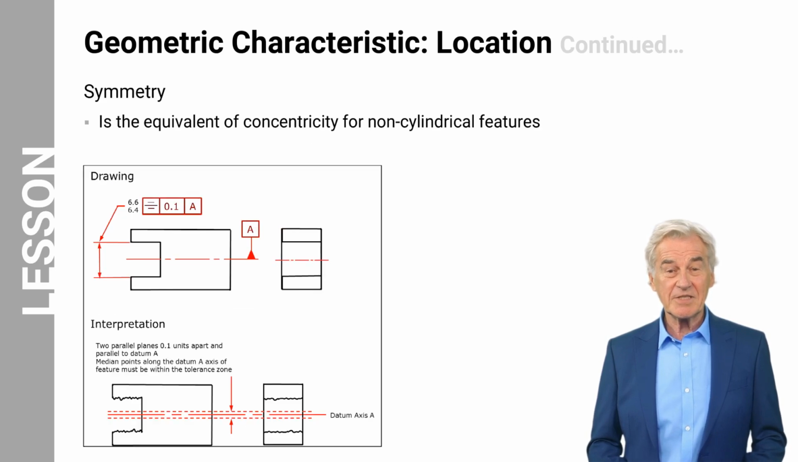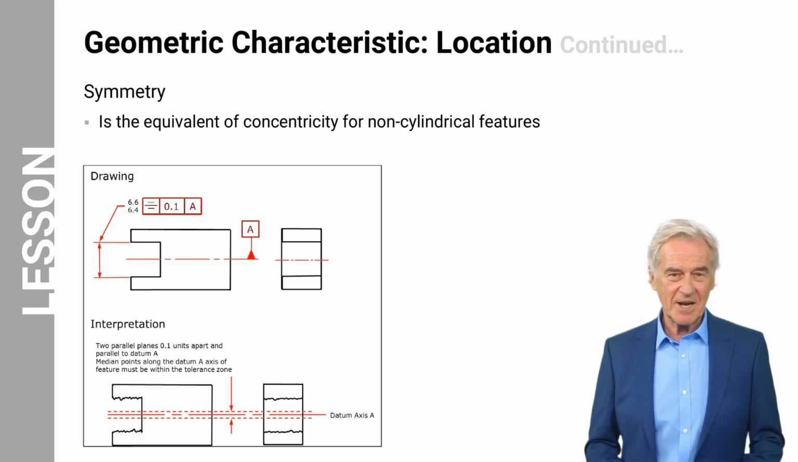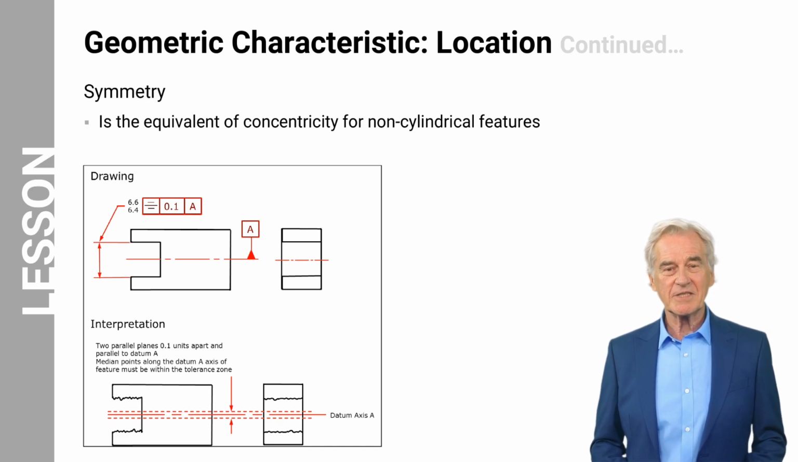The last characteristic of the location tolerances is symmetry. Symmetry is the equivalent of concentricity for non-cylindrical features. The figure shows a symmetry tolerance applied to a non-cylindrical feature. The tolerance zone is made up of two parallel planes that are 0.1 units apart and parallel to datum axis A. Symmetry also utilizes median points to confirm it meets requirements. All median points must fit within the tolerance zone created by the two planes.